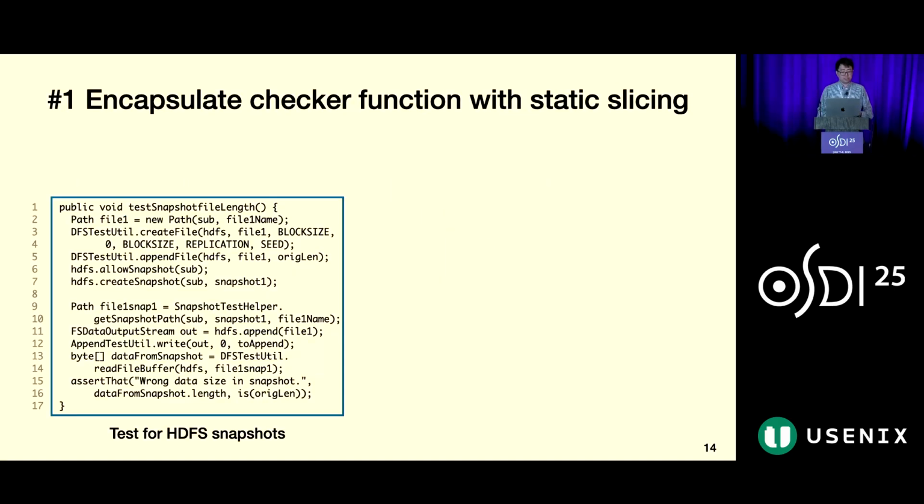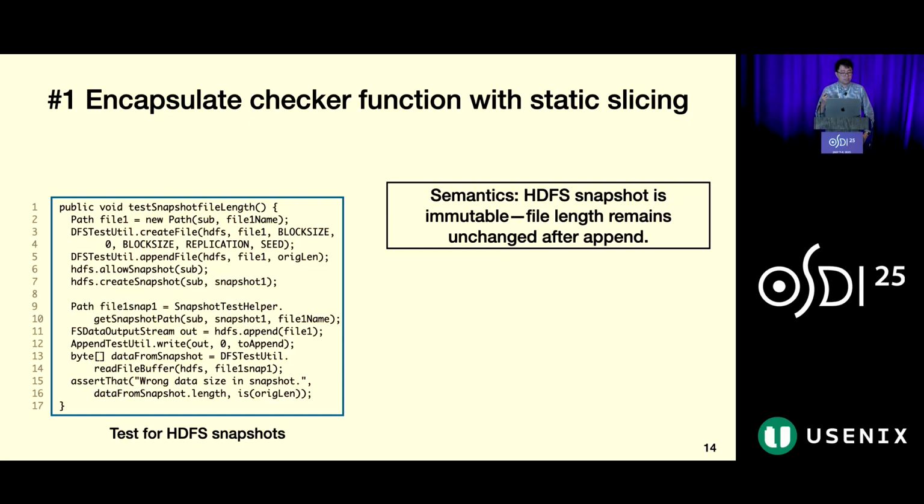The first step is to extract the checker function. A test case contains many instructions, and T2C is most interested in extracting the checking logic. This is another test example from HDFS, which checks if a snapshot file remains unchanged if, say, we append more contents to the original file. The test oracle is in line 15, which depends on several other instructions.